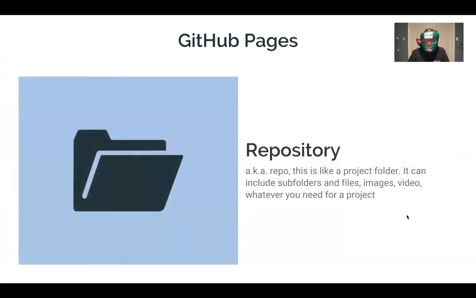So some terms to know before we go into GitHub. One is repository, also known as repo. This is like a project folder. It can include subfolders, files, images, video, whatever you need for a project. It all goes into the repo.